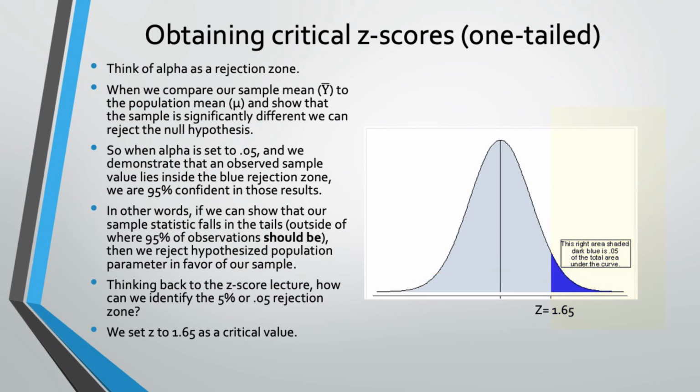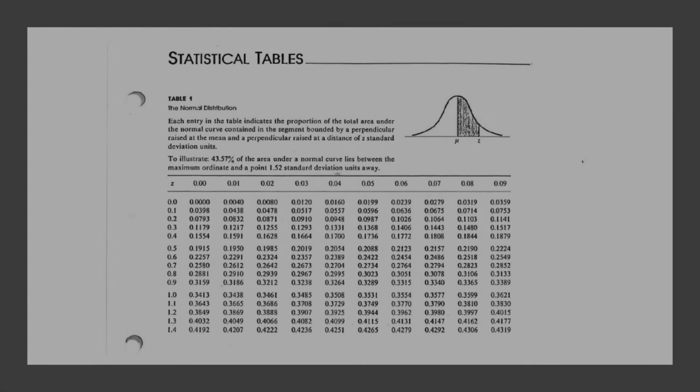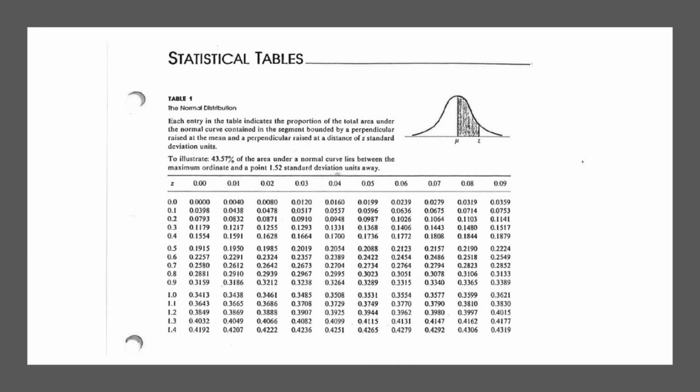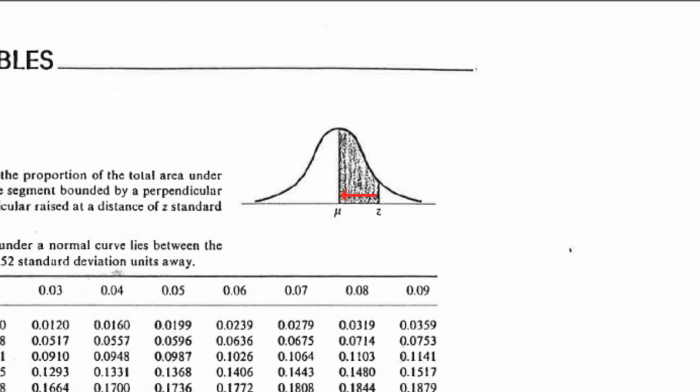So think back to the z-score lecture. How can we identify the 5% or 0.05 rejection zone? Well, here we use our trusty z-scores. As you remember from last week, we discussed how these scores tell us what percentage of observations exist between the mean and a specified point of interest. So we're kind of doing some reverse engineering here. Instead of figuring out the point from z to the mean, we want to figure out the point of z beyond into the tails to where we get to this 5% rejection zone.